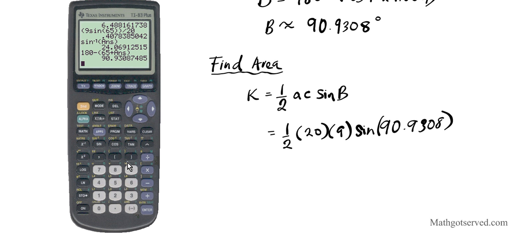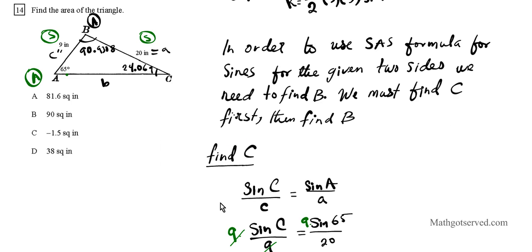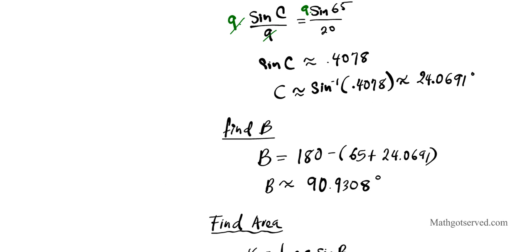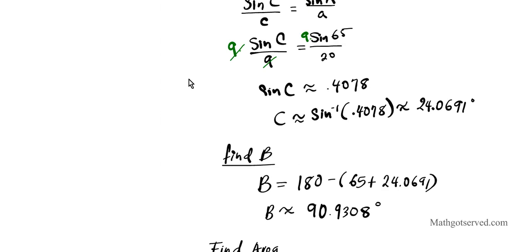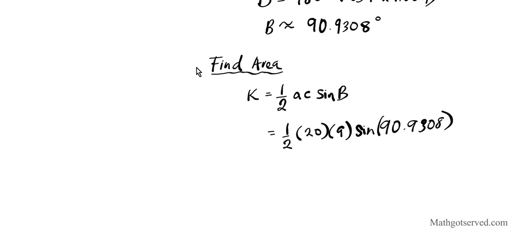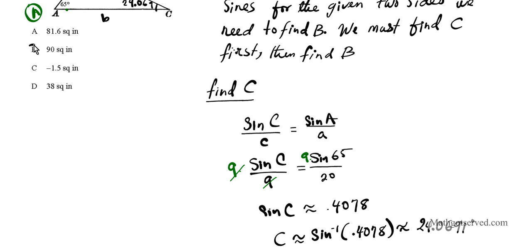So we have, let's see, 1 divided by 2 times 20 times 9 times the sine of, did the wrong function, sine of my previous answer, negative, enter. We have 89.988. Let's see our options right here. We're going to round it up. So if you round up 89.988, it automatically becomes 90 square inches. Okay, so the area is approximately 90 square inches. All right, so the answer for this problem is option letter B.